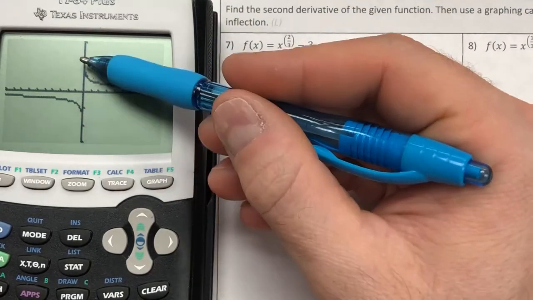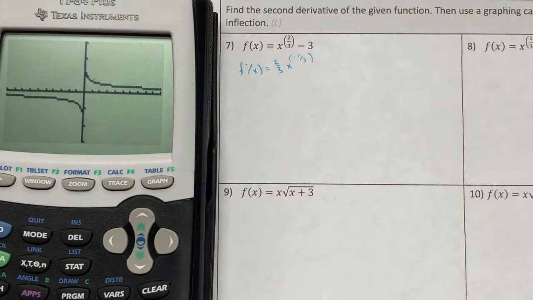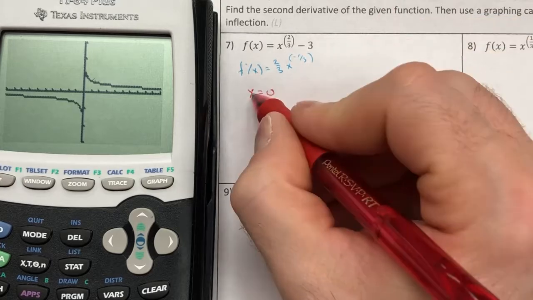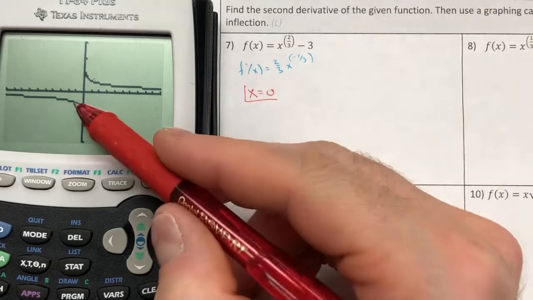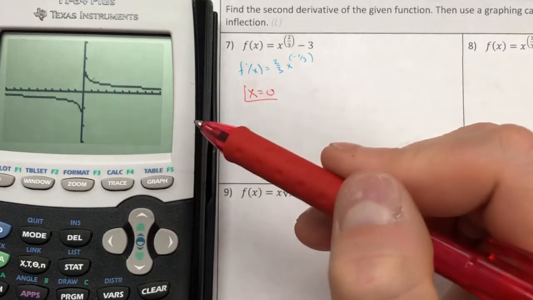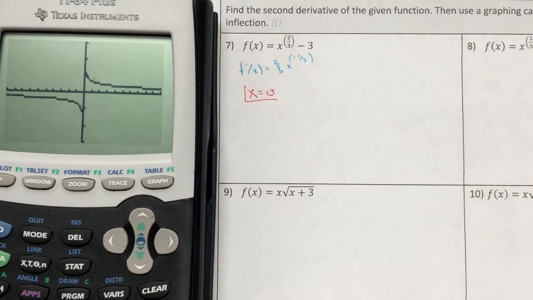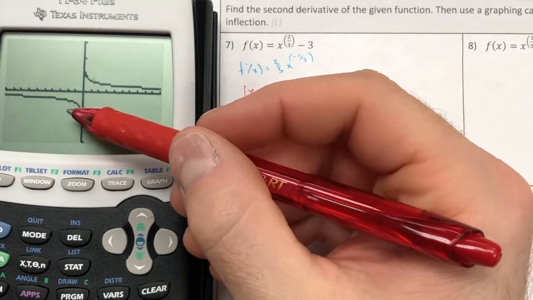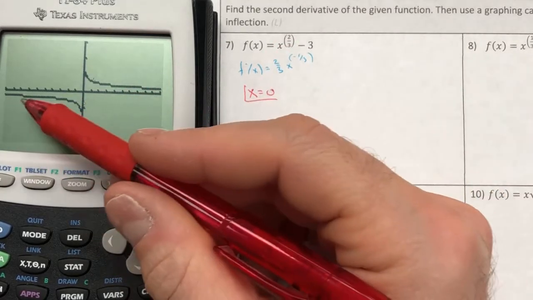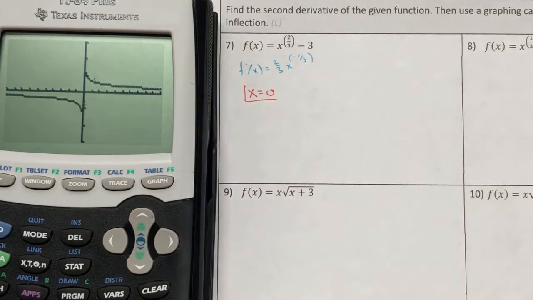So I have both a minimum and a maximum at x equals 0. So I can skip the second derivative and say I have a critical value at x equals 0 where it changes orientation from negative to positive concavity. How do we figure that out? Well, we look at the slope of this derivative. We don't need to calculate the second. We're just going to look at the slope of the second. I see the slope is going negative.